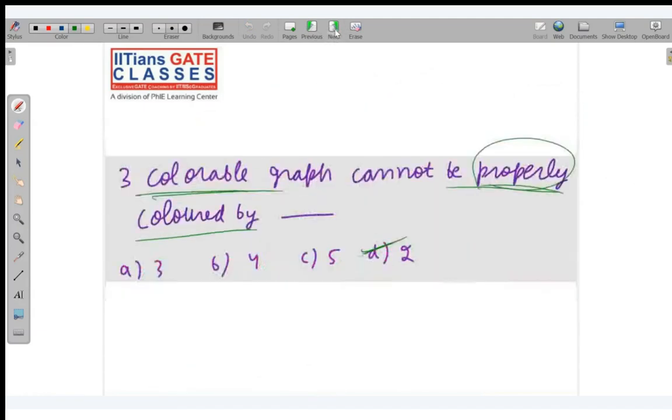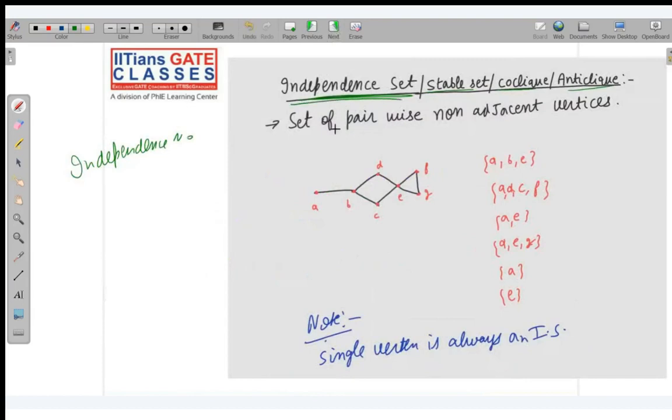So for chromatic number, I have shown you many theorems and all. These are very, very important. Okay. So before starting independence number, I am building some background. Okay.